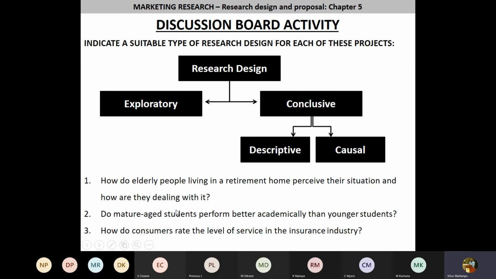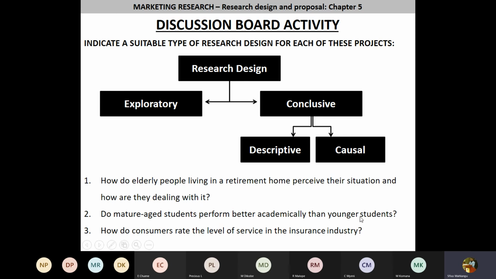And I did see most of your answers are related to that. So kudos for that. Second one, do mature students perform better academically than younger students? So can we develop a hypothesis for this one? Yes, we can develop a hypothesis. For example, our hypothesis is yes, they perform better, or no, they don't perform better. So what it's asking is that those students who are of mature age, for example, 25 to 30 years, we compare them with students who are 15 to 20 in the same class. Which one are performing better? So we already know that it's a conclusion statement, yes or no. So it's either descriptive or causal.